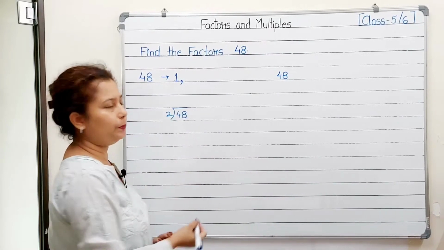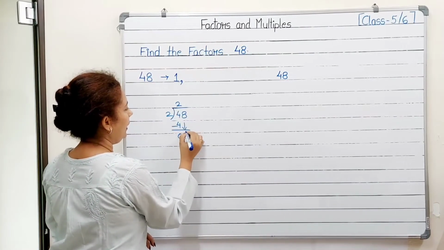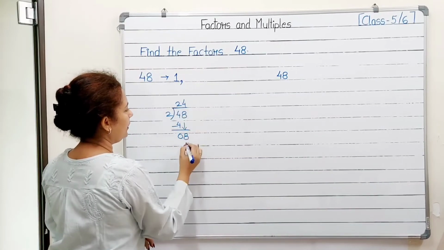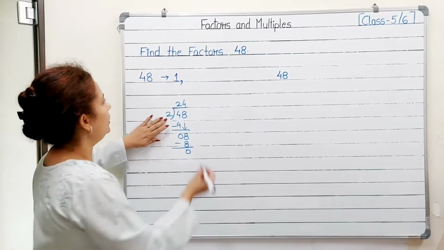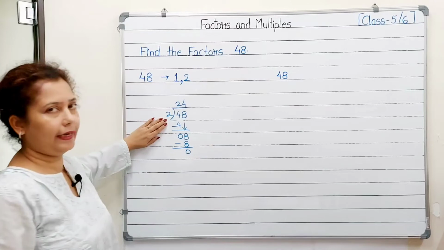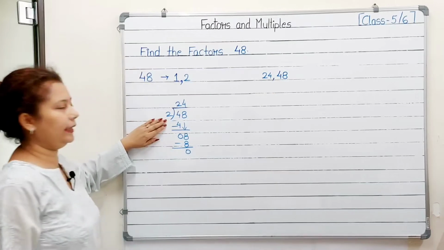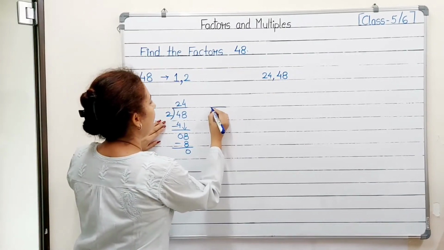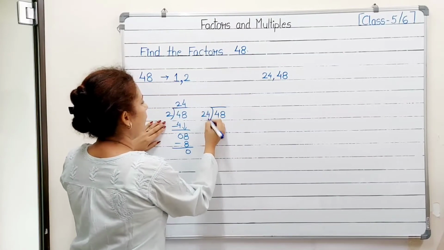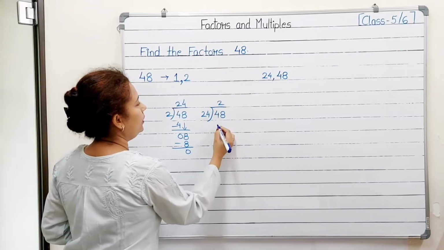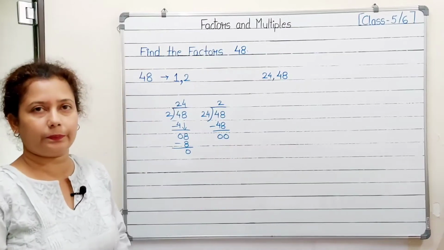48 divided by 2. 2 into 2 is 4, 0 and 8, 2 into 4 is 8. So here the remainder is 0. Here 2 is a factor of 48 and 24 is also a factor of 48. Now if we divide 48 by 24, 24 into 2 is 48. So here the remainder is 0.